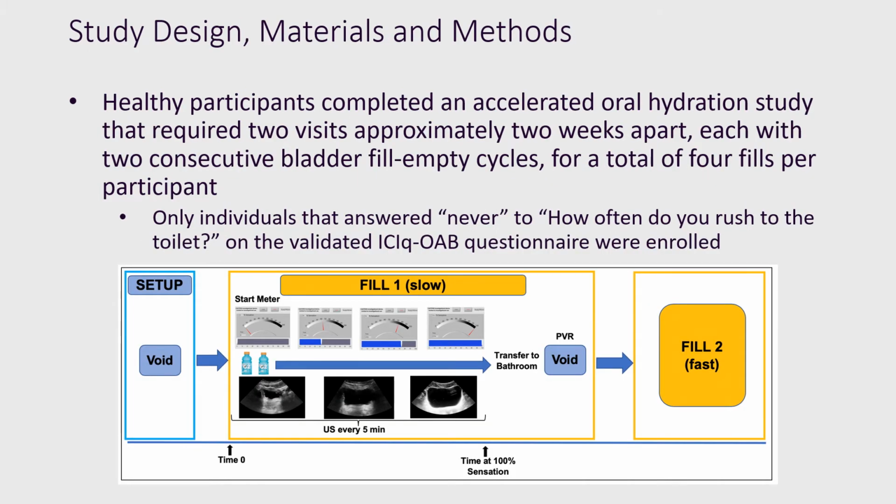In our study, we recruited healthy individuals based on them answering never to how often do you rush to the toilet on a validated ICIQ OAB questionnaire. Participants completed an oral hydration study that included 2 visits approximately 2 weeks apart, each with 2 consecutive bladder fill empty cycles, making a total of 4 fills per participant.